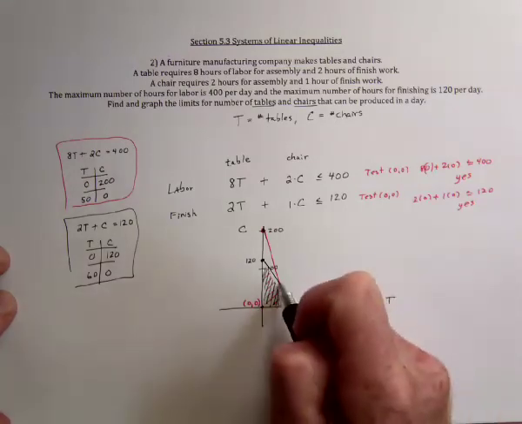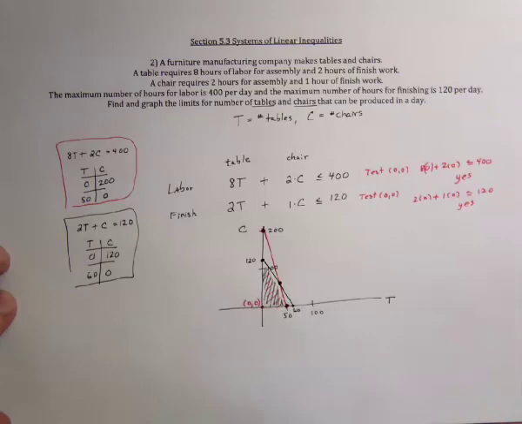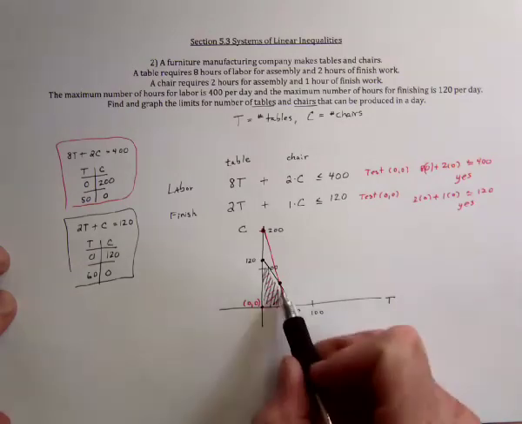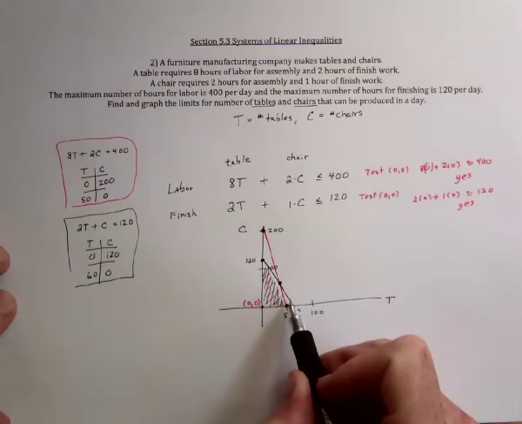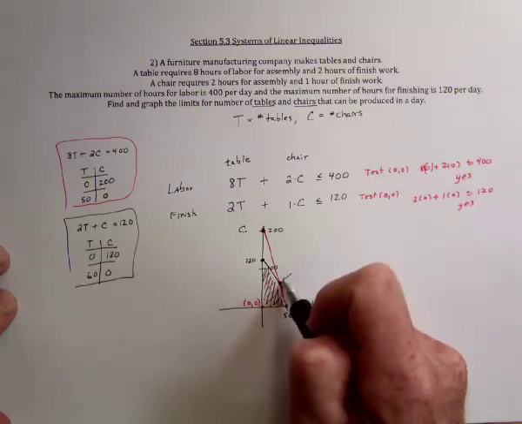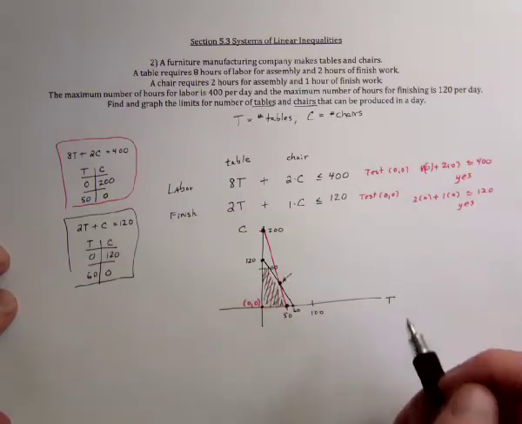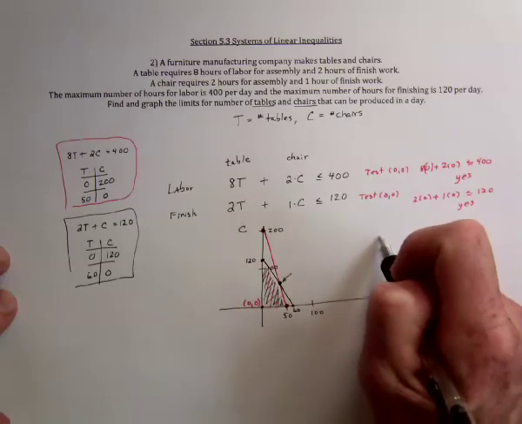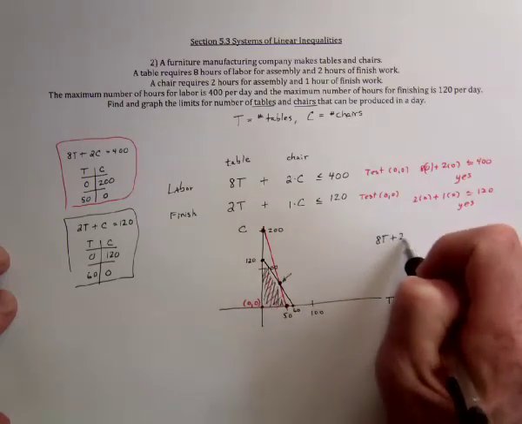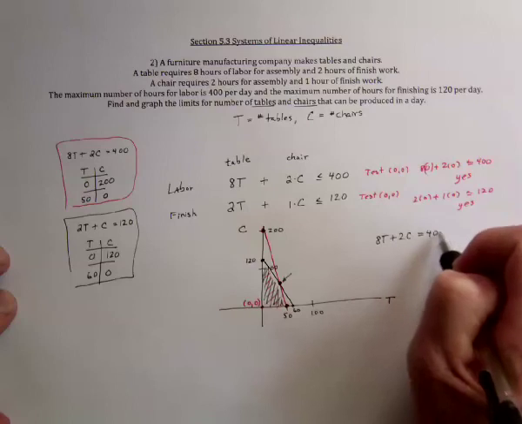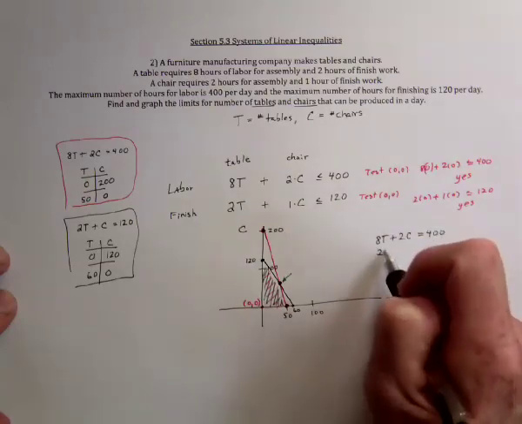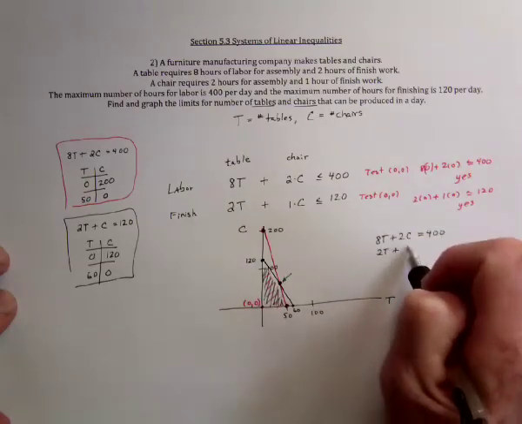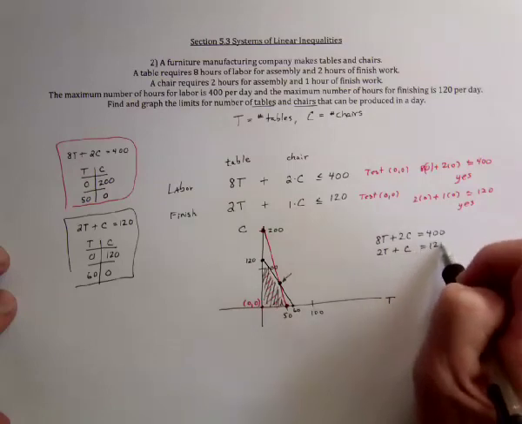One other thing that we should point out is right here is where they're crossing, and that is important because that means that this tiny area right here is not shaded. So we should also find out where is that point. So we've got this system of equations that we would need to solve. We've got 8t plus 2c is equal to 400, and then 2t plus c is equal to 120.